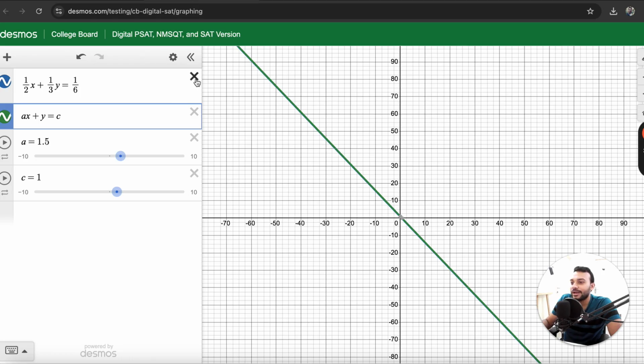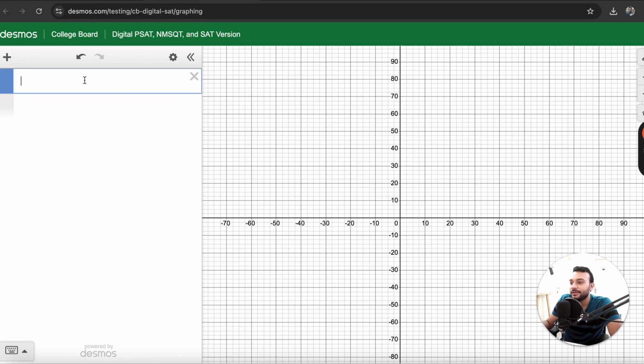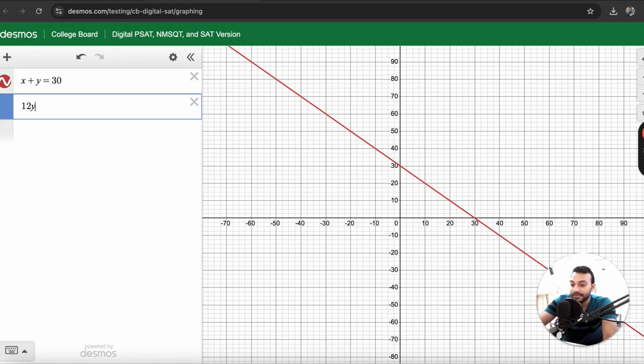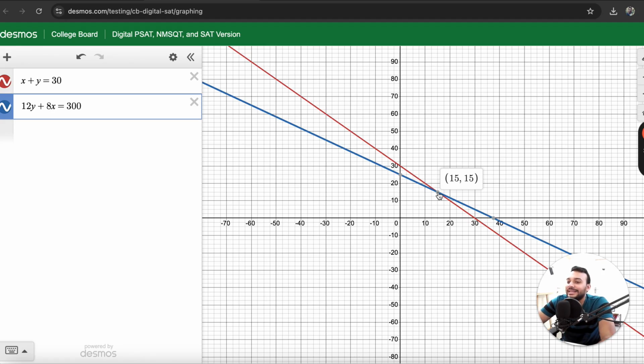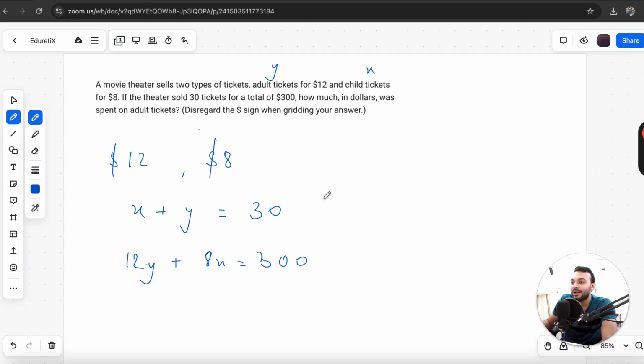Okay, x plus y is equal to 30. Let's clear this up. x plus y equals 30, and then 12y adult tickets plus 8x child tickets is equal to 300. Where are they meeting? They're meeting at 15, 15. That means equal number of adult tickets and child tickets were sold. So how much in dollars was spent on adult tickets? So x number of tickets, that was 15, y the adult tickets, that's also 15.